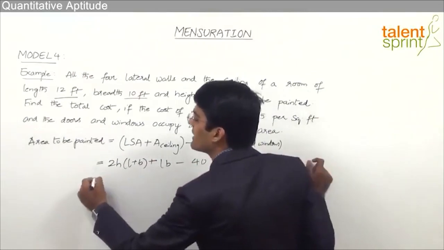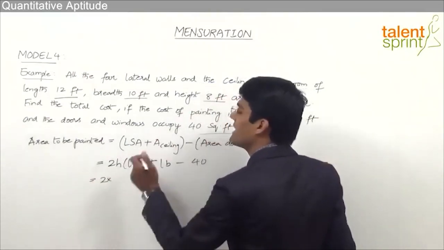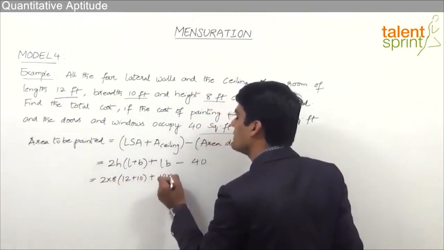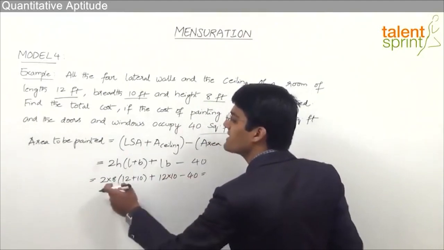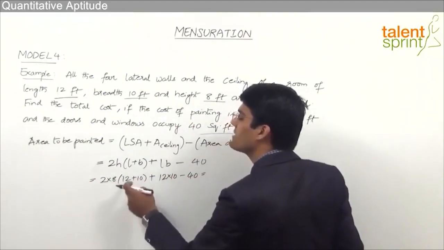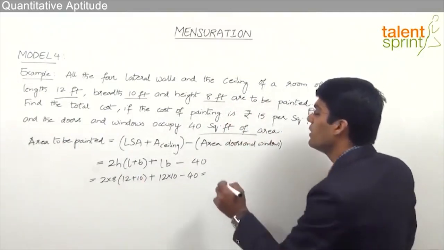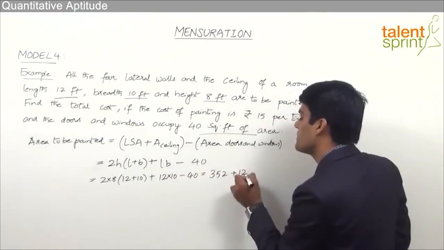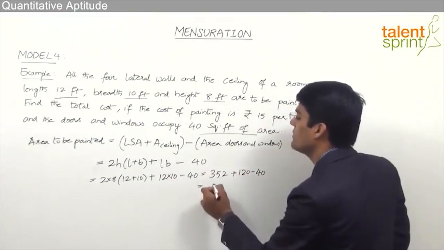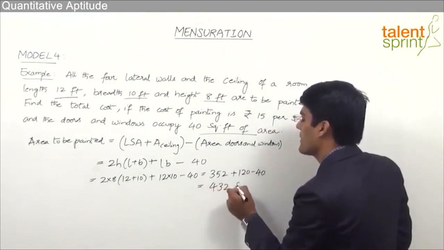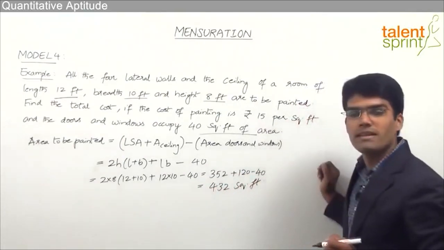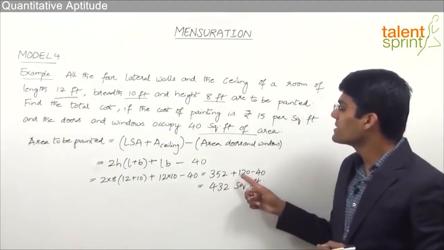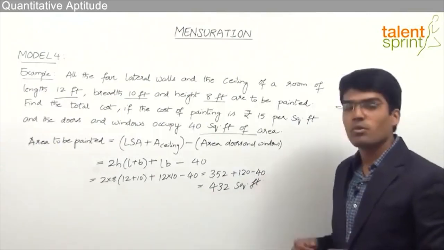Now let us substitute the values here. That is 2 into height, here given as 8, times L plus B, which is 12 plus 10, plus L into B, which is 12 into 10, minus 40. So this comes out to be 16 into 22, which is equal to 352, plus 12 into 10 is 120, minus 40. So this will come out to be 432 square feet. So we can say that the area that has to be painted is equal to 432 square feet. Why? Because 352 plus 120 is 472, and 472 minus 40 is 432.